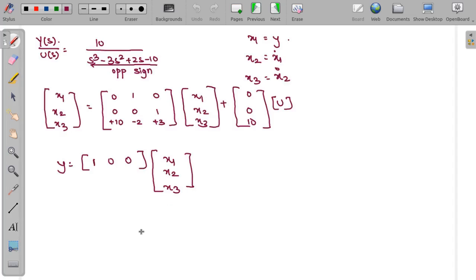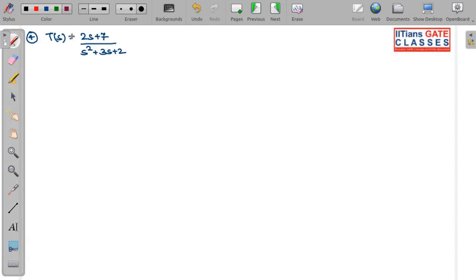Okay, so now this is another pattern of question that we have over here. You can see that in the numerator also we have an equation of s rather than having a constant number.